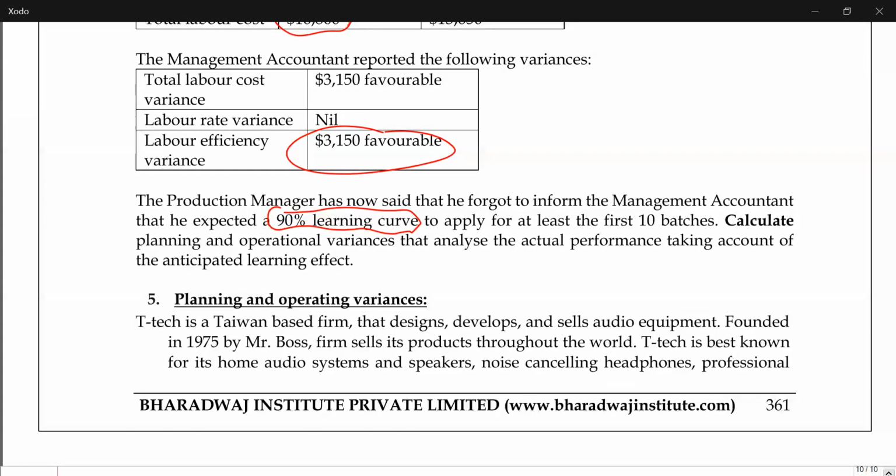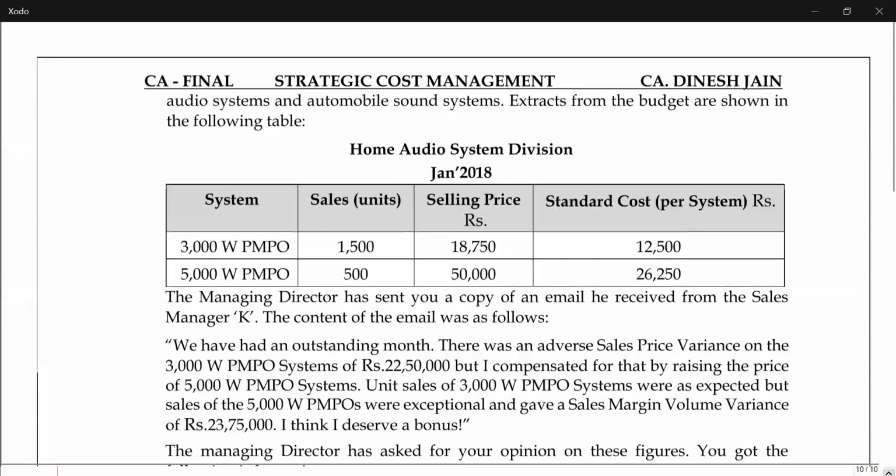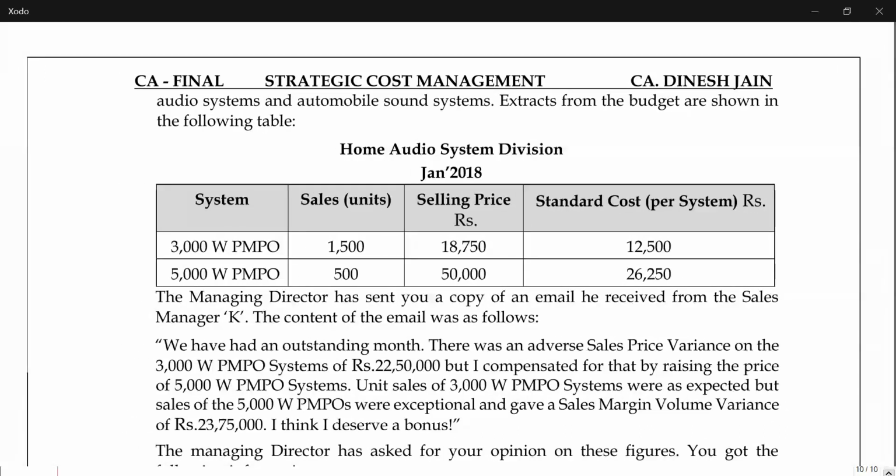Okay, let's move to question 5. T-Tech Limited is a Taiwan-based firm that designs, develops and sells audio equipment. Founded in 1975 by Mr. Boss, the firm sells its products throughout the world. T-Tech is best known for its home audio system and speaker, all that is given. Sales 3,000, 5,000, units is 1,500, 500, selling price is given, standard cost.